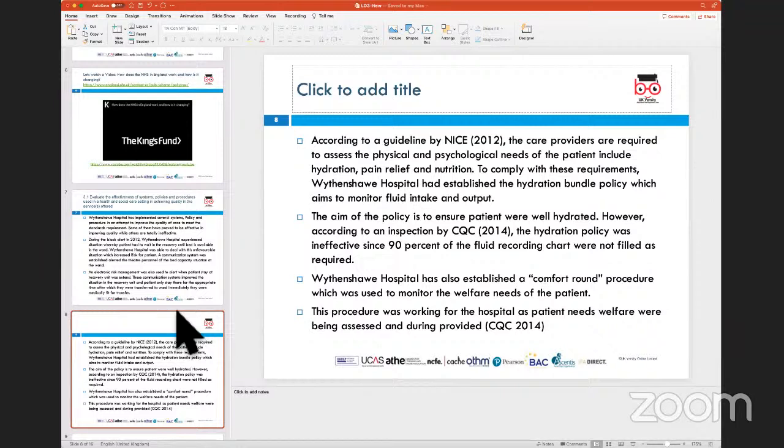Now, when CQC inspected the hospital, they found 90% of this policy not being implemented effectively. And they found that the fluid record charts, which were basically responsible for ensuring that patients are receiving a proper amount of fluids so that they are well hydrated, were not being kept up to date. And in this case, what the hospital did was they implemented a policy, but there was no monitoring of that policy as per the guidelines issued by NICE being done from time to time.